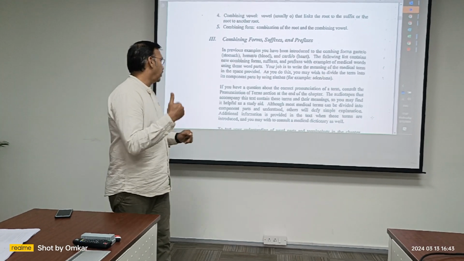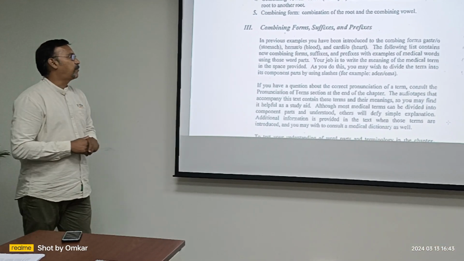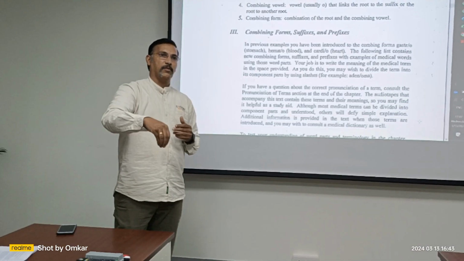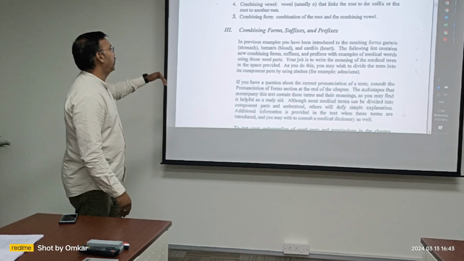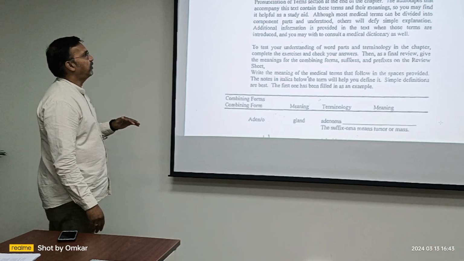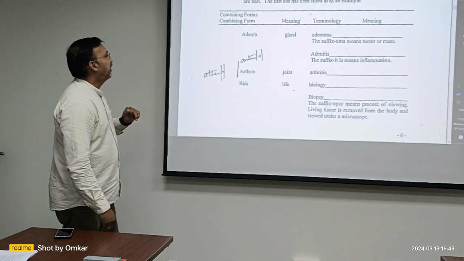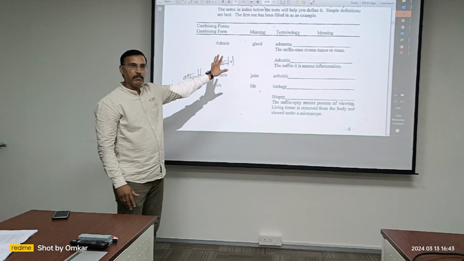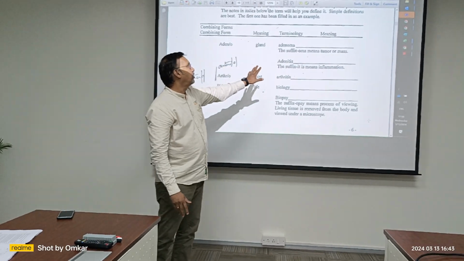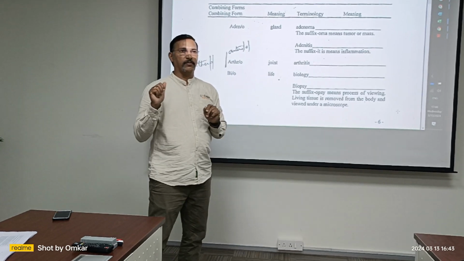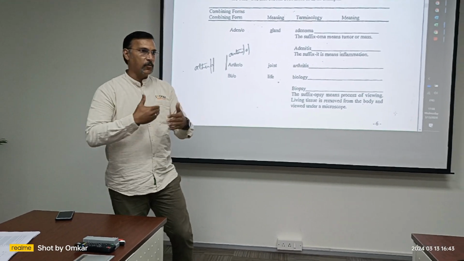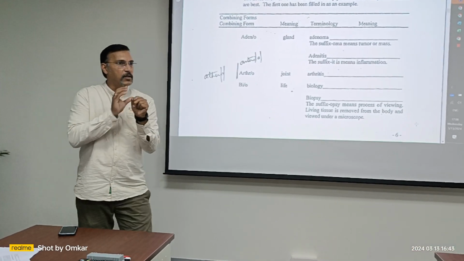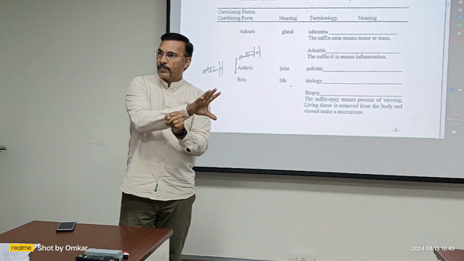Clear? Okay, continuing. Combining forms, suffixes and prefixes, as I told you before. We're going to start explaining some more medical terminologies now. Alright, basic ones. If you scroll down, the previous examples you have seen. Like this, you're going to have combining forms. What does that mean? What is the terminology, what is the meaning? You will have to write. This is an important piece. As I tell you, you're going to write. Remember, combining form is root and vowel.